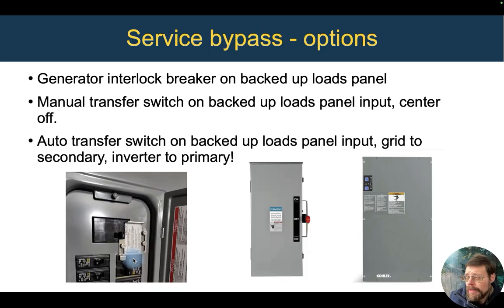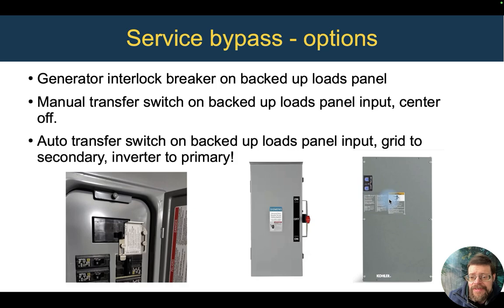Sometimes, if you're required to have an external disconnect for the backup power to the house, it can make sense to just make that external disconnect a 2-pole disconnect, like this manual transfer switch here, where one direction is sending grid power to the backed up loads panel, one direction is sending inverter power to the backed up loads panel, and then you have a center off to serve as your service disconnect. So it's not just a service bypass, it's also your service disconnect for code reasons if you're required to have an external service disconnect for your backup power.